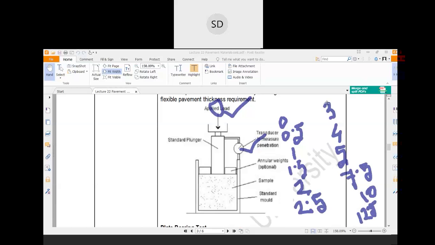Against the settlement values you have to take a record of the load value. For the 0 settlement the load value would be 0. Suppose for the 0.5 you get a load value of 2 kilonewton, like that you will get some load values. Ultimately your CBR value would be based on the load values corresponding to the 2.5 mm penetration or 5 mm penetration.